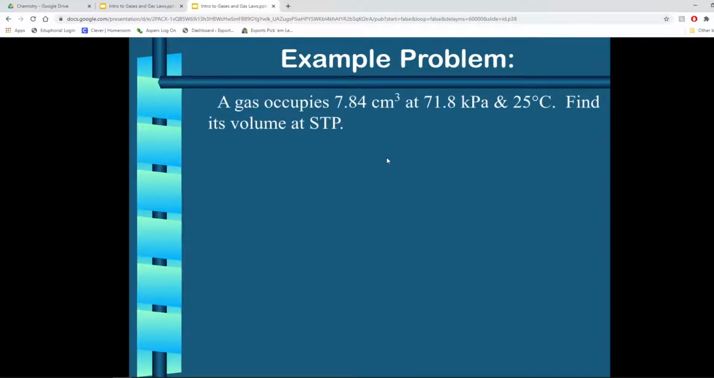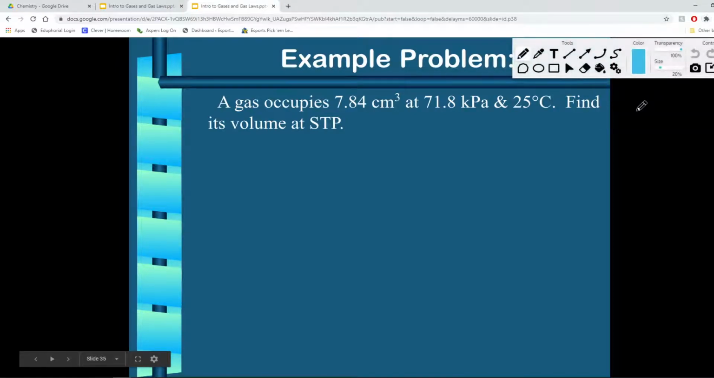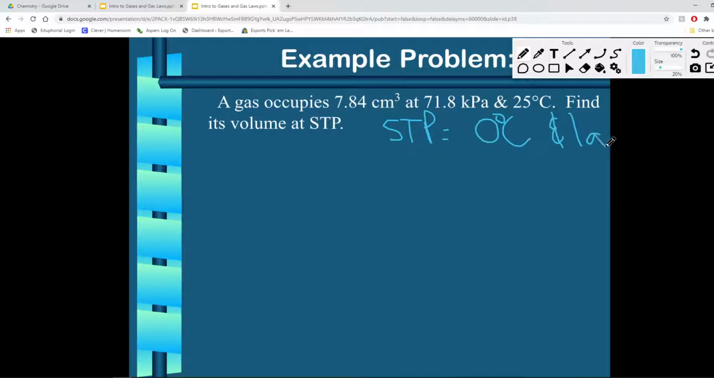So in this one, it wants to know if a gas occupies 7.84 centimeters cubed at 71.8 kPa and 25 degrees Celsius, what the volume will be at STP. So remember we talked earlier, STP, we mentioned it yesterday. It's equal to 0 degrees Celsius and 1 atmosphere of pressure.